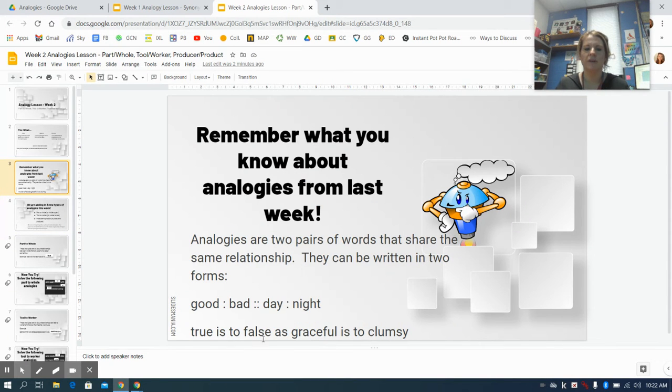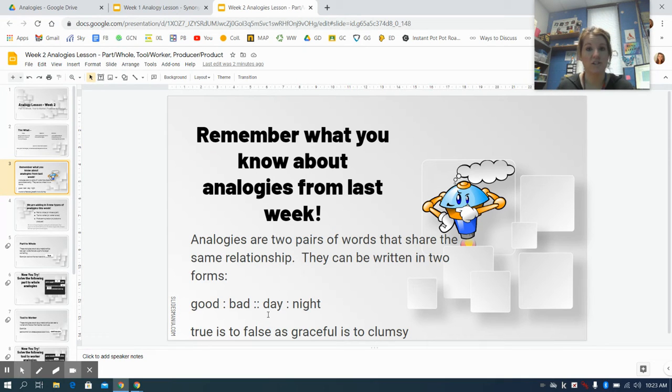Okay, so now that we can see, the only thing that I noticed last week was we were not making sure that words were the same form. So if you look here, you see the example, good is to bad, as day is to night. Those are antonyms. We had one that last week that was true is to false, as graceful is to clumsy, except that you had to figure out false. A lot of you put lie in the blank.